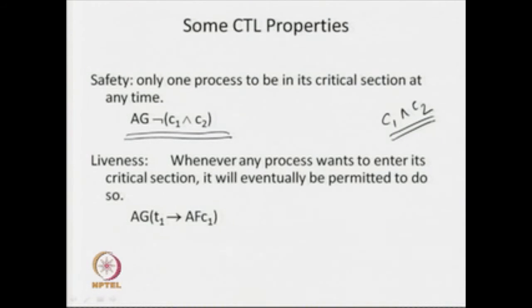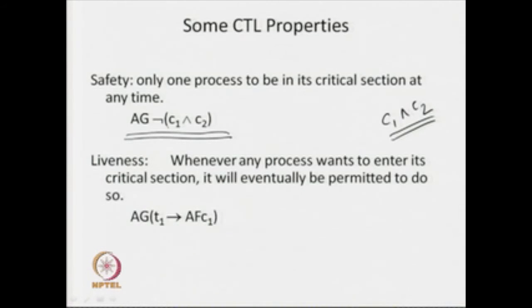And where it must be true? In all paths globally. That means in the entire system, in all states along all paths, not of C1 and C2 must be true. That is why we write this property as AG not of C1 and C2. Now, you can see that this is a CTL formula, because C1 and C2 are atomic propositions. So, negation of a CTL formula is also a CTL formula, and AG is a temporal CTL operator meaning globally in all paths. So, we are writing this safety property as a CTL formula.